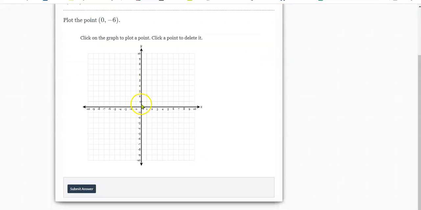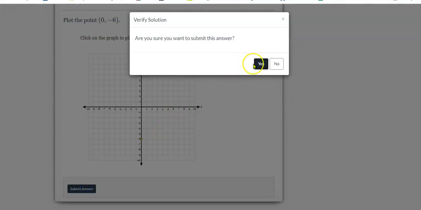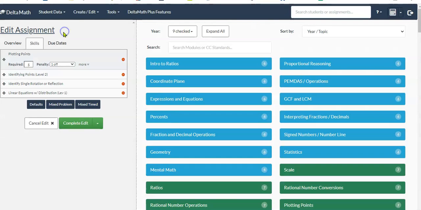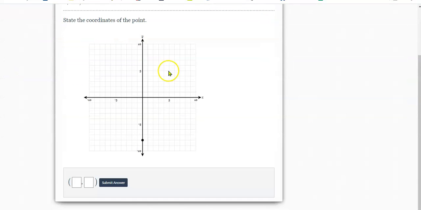Last problem. 0 on the x-axis, so I do not move left or right at all. -6 on the y-axis, negative is down. Click, and we're done. The next skill is identifying points.